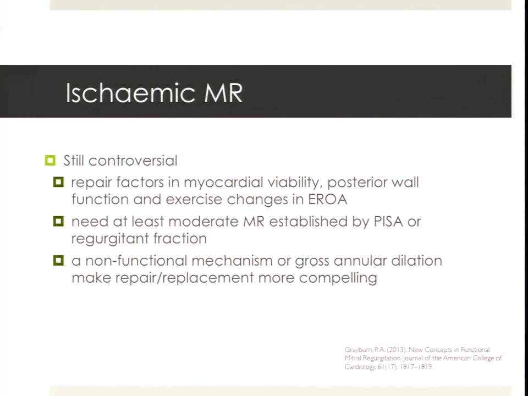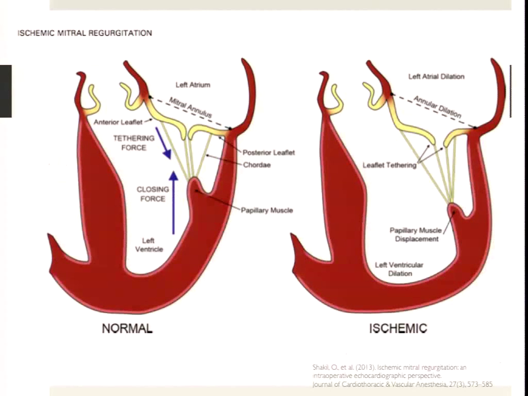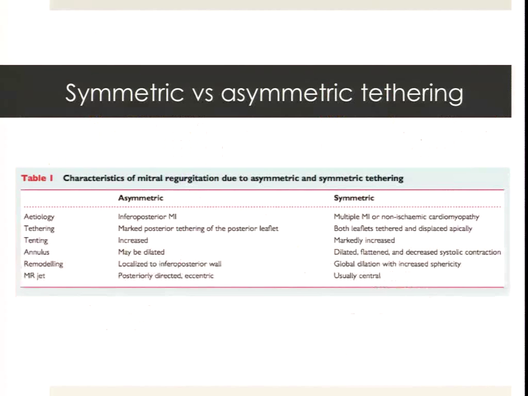There's that study in the New England Journal of Medicine only from last year looking at that very issue. And certainly if you've got a non-functional mechanism or gross annular dilatation, it makes repair or replacement a bit more compelling. We all know the mechanism of how ischemic tethering occurs, but there's also symmetric versus asymmetric tethering. These are some of the characteristics of those.